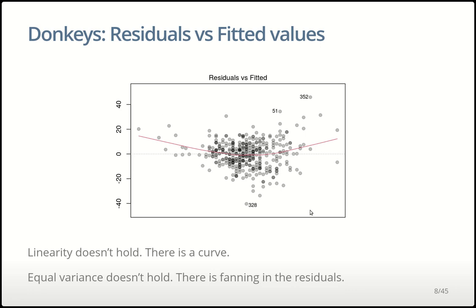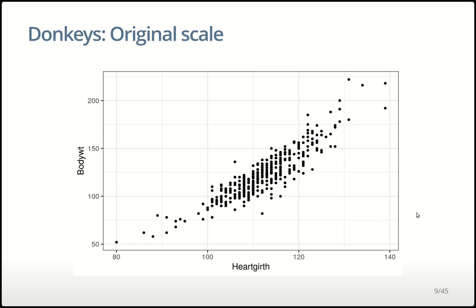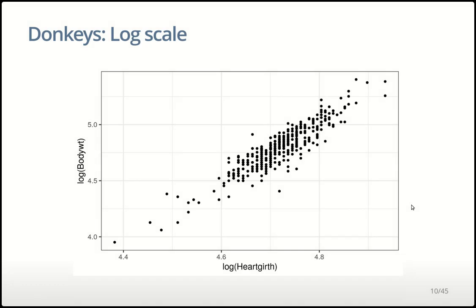Okay, so this was the problem with the residuals versus fitted values for the donkey. We don't have linearity, and equal variation also doesn't hold. And now that you know it's there, you can see it in the original data. If you put a trend through here, it's going to be a little bit flatter in this section and then get steeper as we go. So it's going to be a slight curve, right? And we can fix that with a log transformation.